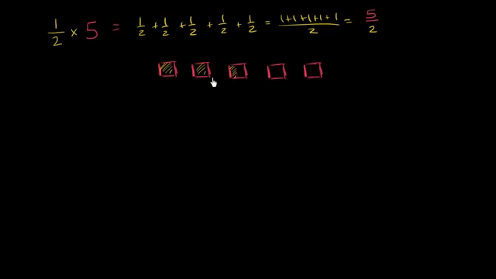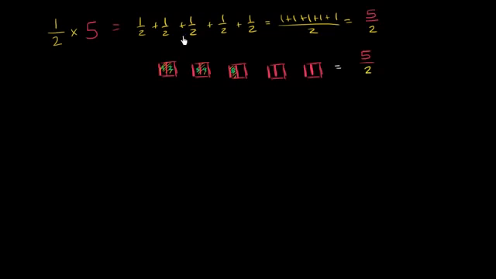Well, what happens if we divide each of these wholes into halves? So let's do that. If we just divide each of these into 2, instead of having 5 wholes, we now have 10 halves. How many of those halves have we filled in? Well, we have filled in 1, 2, 3, 4, 5. So this is also equal to 5 halves.